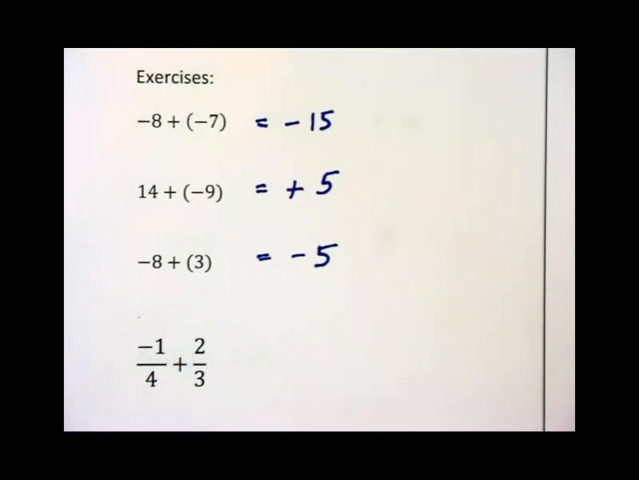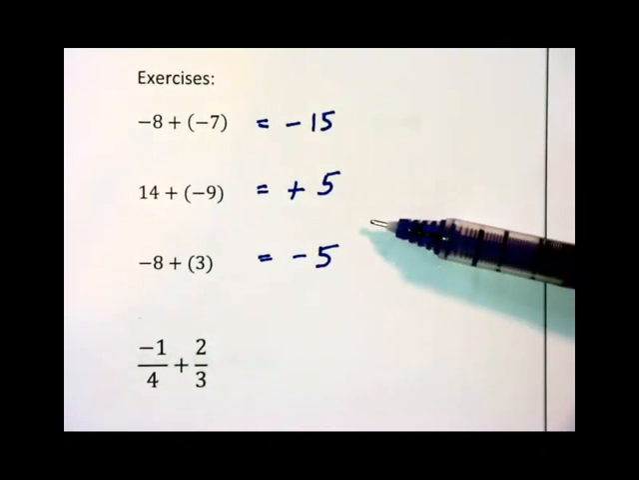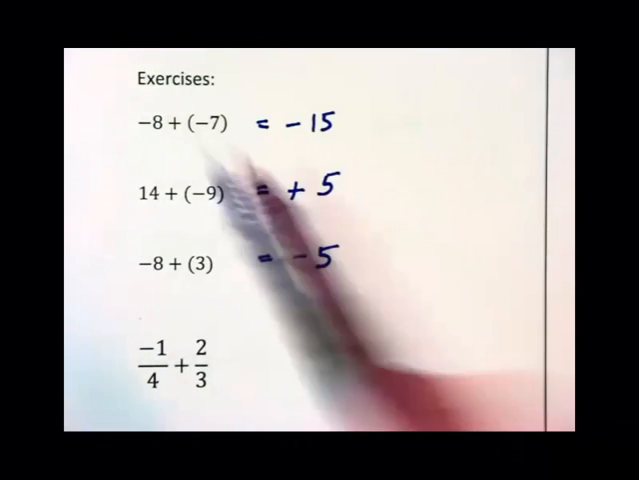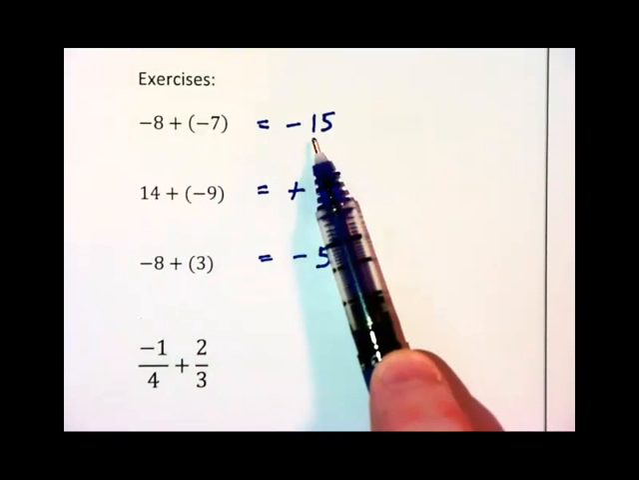So I've presented two models for you. One is that of just memorizing the rules. The second, looking at this in terms of money. The third approach is a little bit on the cheesy side, but it works. It's that of a negative representing a screaming kid and a positive representing an ice cream cone. If you have 8 screaming kids and 7 more screaming kids, you've got 15 screaming kids.